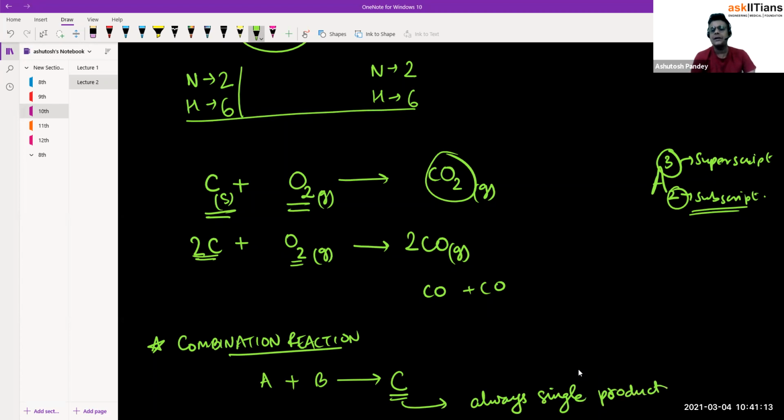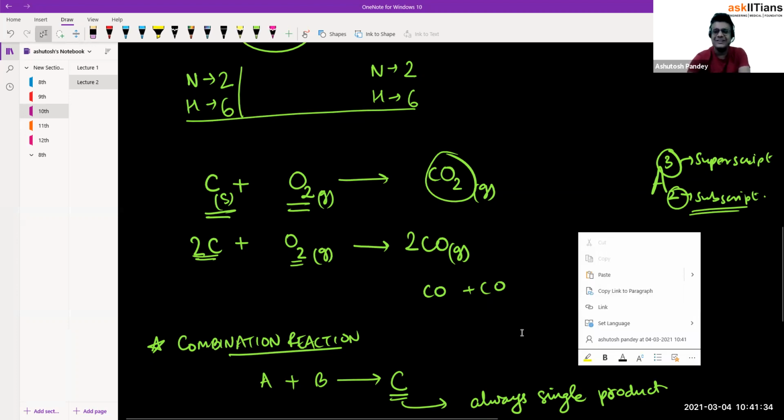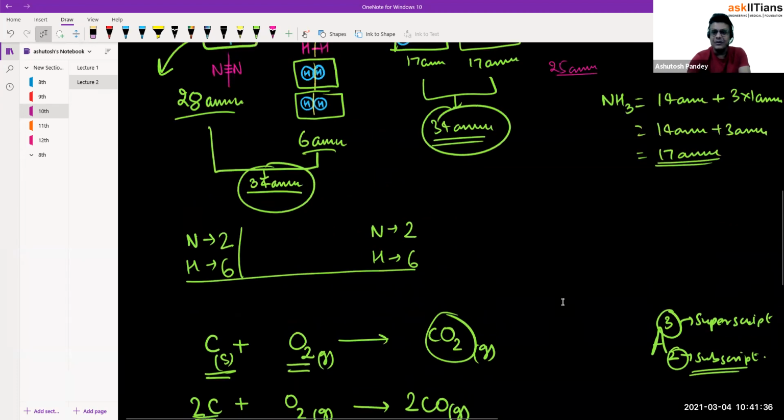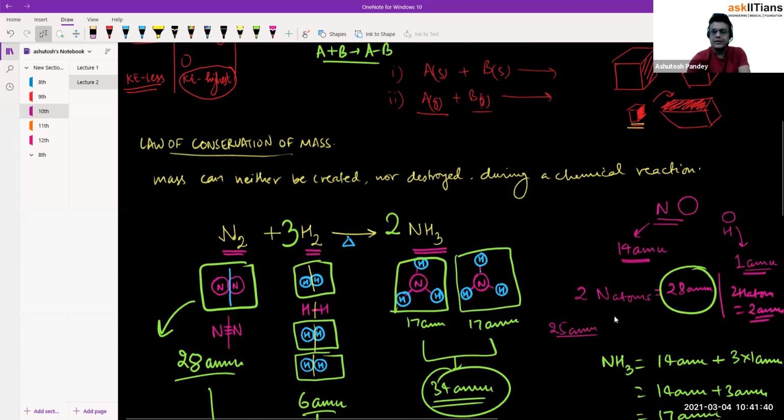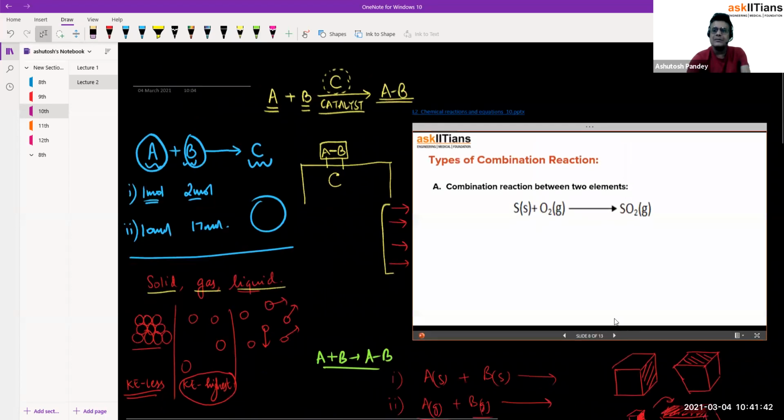This is a hint, because we will get a type of question like, which of the following reactions is a combination reaction? We just need to check in which of the given reactions there is only one product. The one which has only one product will be the combination reaction. So these are the hints by which we determine which reaction type it is.